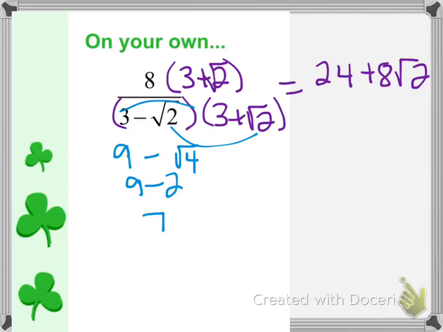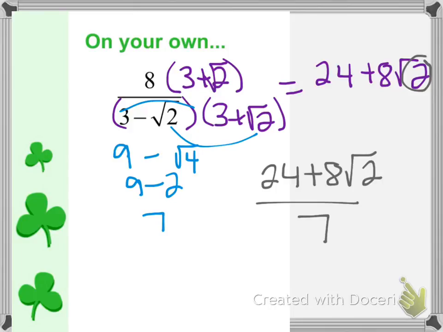On the top, you only have a square root of 2 that can't be broken down, so 24 plus 8 root 2 stays the same. 7 on the bottom. 24, 8, and 7 are the numbers not in the square root. They are not all divisible by anything, so that's your answer.